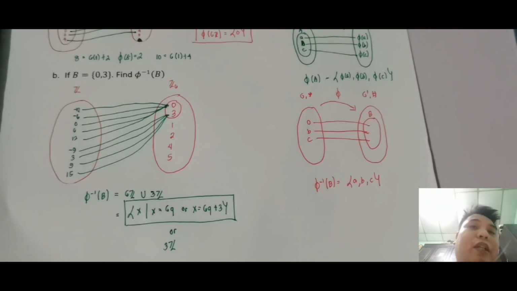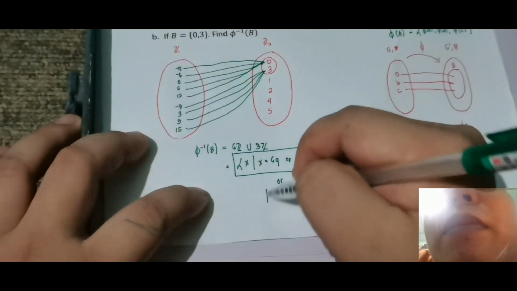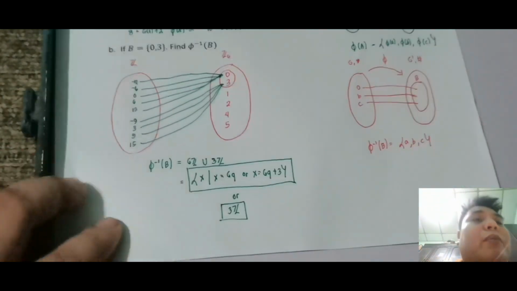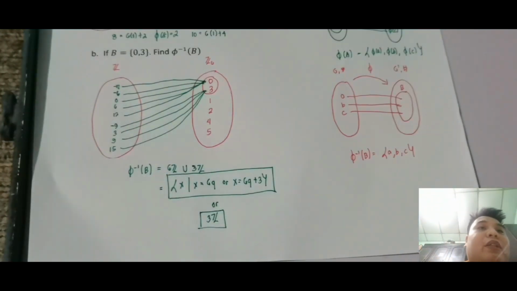Si 6, magmamap kay 0. Si 9, magmamap kay 3. Si 12, magmamap kay 0. Si 15, magmamap kay 3. So tama. So it's either 3z. So pwede ring 3z yung ating maging sagot. So, bahala na kayo pumili ano dyan. So, kung nahihirapan ka represent or ma-imagine ko ano yun, ikaw na bahala dumiskarte.